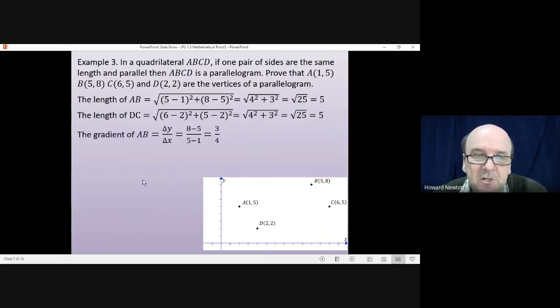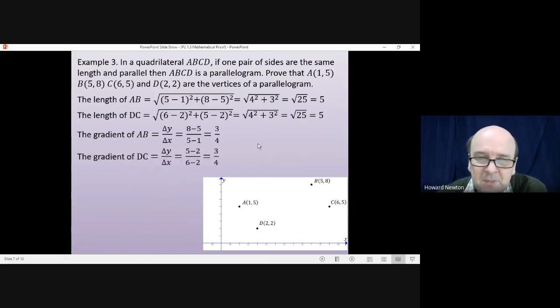I now need to show that AB goes in the same direction as DC, that it's parallel to it. To do that, I need to work out the gradients. The gradient of AB is equal to the change in y divided by the change in x as you go from A to B, which is (8 minus 5) over (5 minus 1), which gives us 3/4. Same thing for DC. The gradient of DC is the change in y over the change in x as we go from D to C, which is (5 minus 2) over (6 minus 2), which also gives us 3/4.